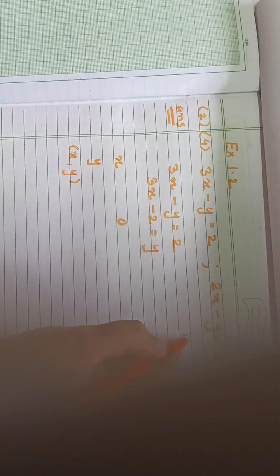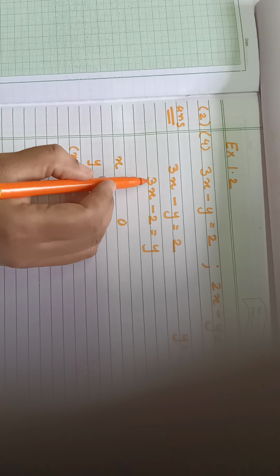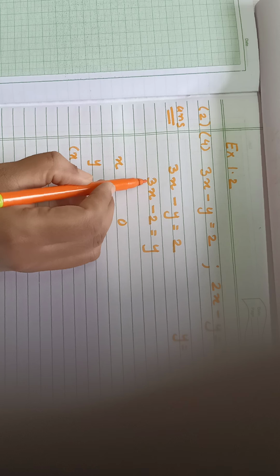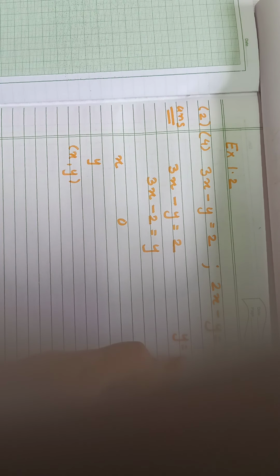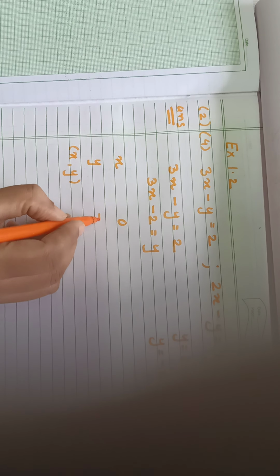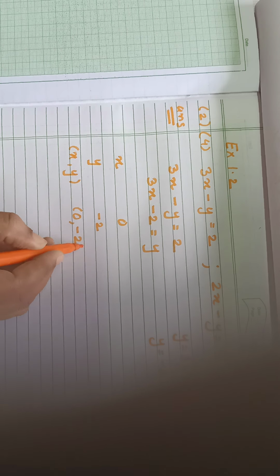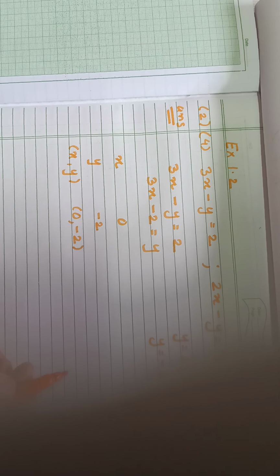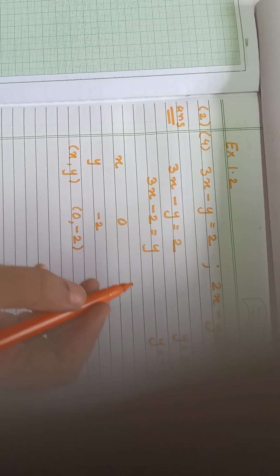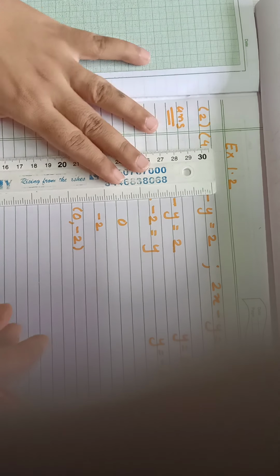Go in the working column and solve it now. Y is equal to 3, x is 0. 3 zeros are 0 minus 2. That means the answer of y is minus 2. So write minus 2 over here. So the first point is 0 comma minus 2. Now let's go for the second point.